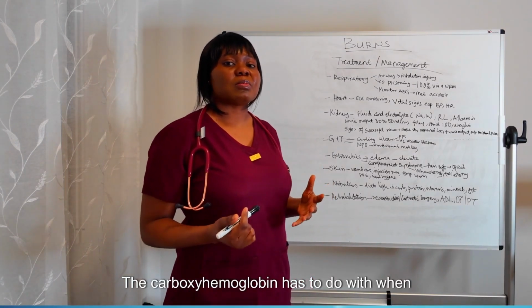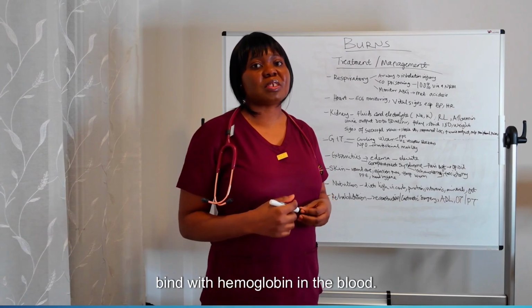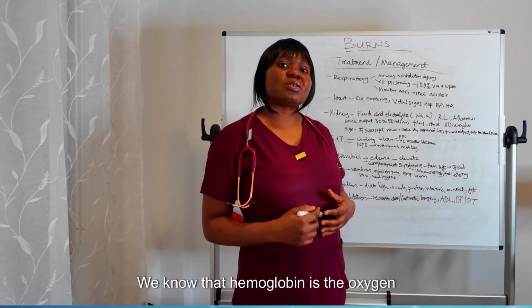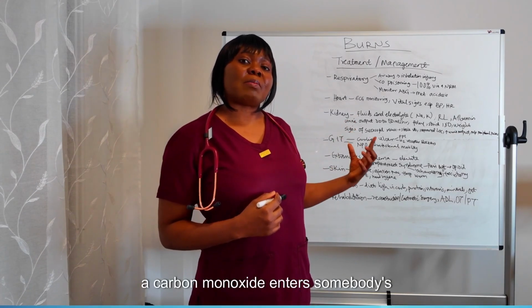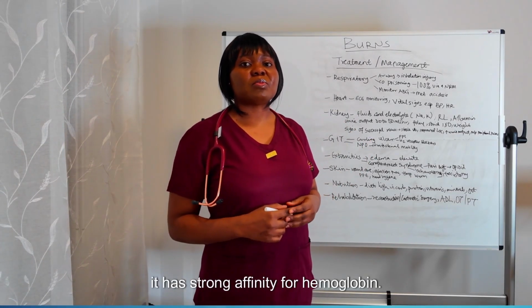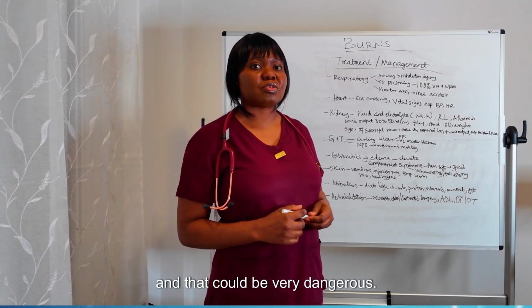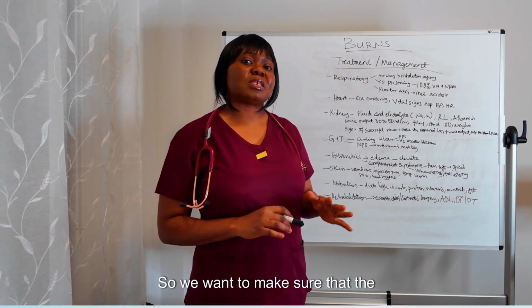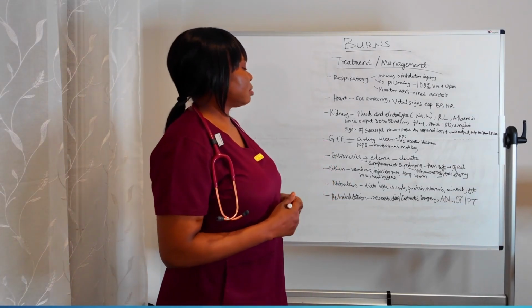The carboxyhemoglobin has to do with when carbon monoxide binds with hemoglobin in the blood. We know that hemoglobin is the oxygen carrying capacity of the blood. So when carbon monoxide enters somebody's body, it has strong affinity for hemoglobin, so it displaces the oxygen and takes over, and that could be very dangerous. So we want to make sure that the carboxyhemoglobin level is less than 15%.